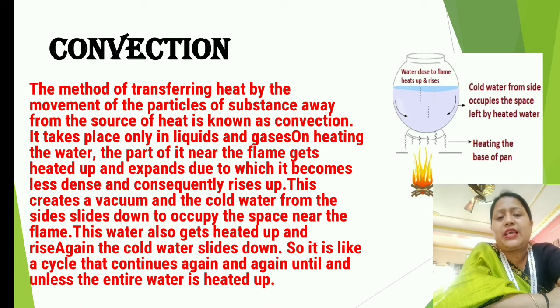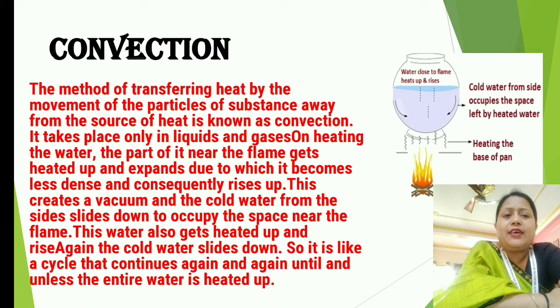So convection can be very well explained by boiling of water. Means we can take the example of heating of water to explain the phenomenon that is called convection. On the slide you can see the drawing is given of heating the base of a pan. You can see the flame. The flame is heating the base of the pan. So as a result, what happened? The water close to the flame gets heated up and then it rises.